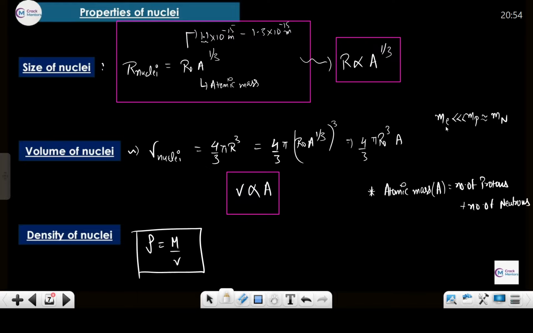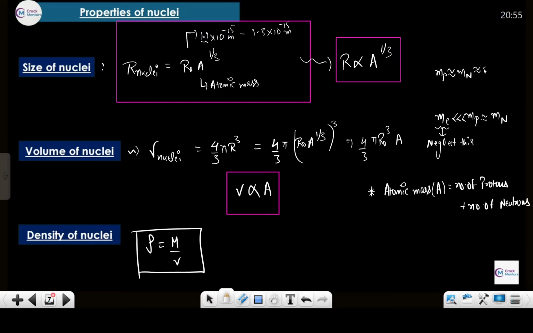Because the electron mass is very small, we can completely neglect it. On this basis, we understand that the mass of proton and the mass of neutron play a very important role. So I am stating a new term, which is called M naught, because in place of a proton I can write neutron, and in place of a neutron I can write proton.